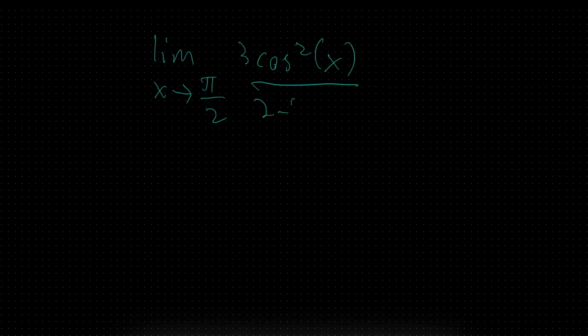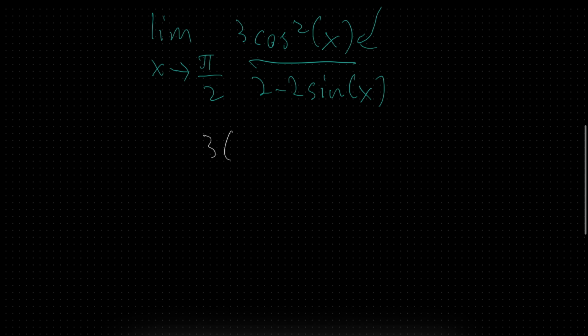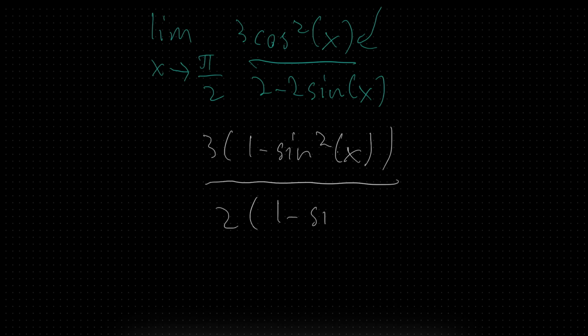All right, let's try one more example using trig identities. So the limit as x approaches pi over 2 of 3 cos squared of x over 2 minus 2 sine of x. You might be able to see something happening here with the Pythagorean identity, and that's exactly what we're going to do. Right? So 3 times 1 minus sine squared of x over 2 times 1 minus sine of x.